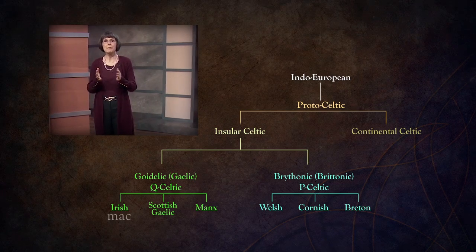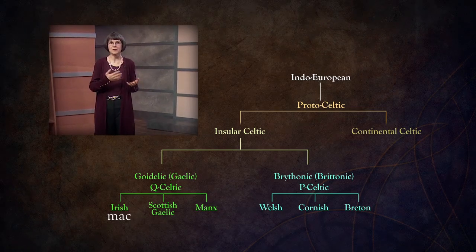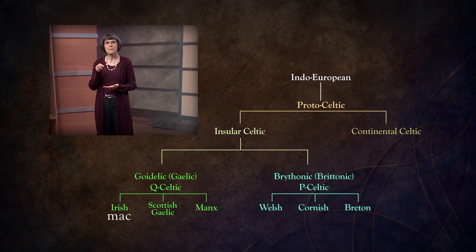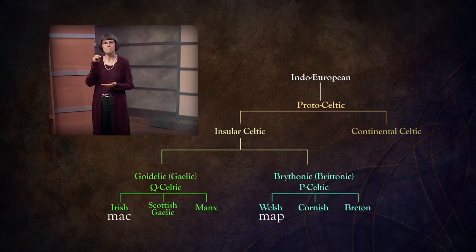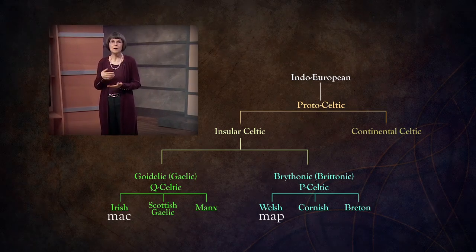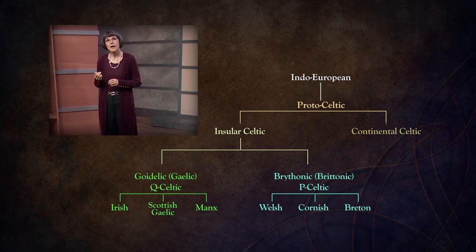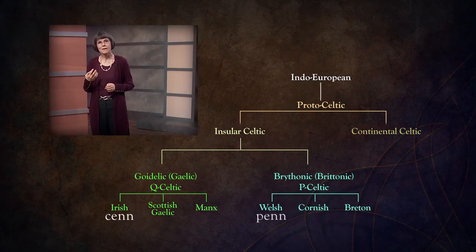The Irish word Mac, meaning son, as in Seamus Mac Donnell or Seamus son of Donnell, is exactly equivalent to the Welsh word map. You just swap out the C for a P: mac, map. This works at the beginning of words as well. The Irish word for head is cain. The Welsh word for head is pen.